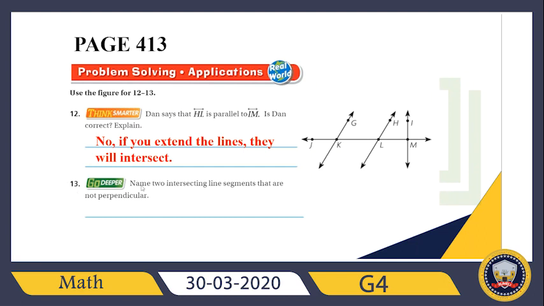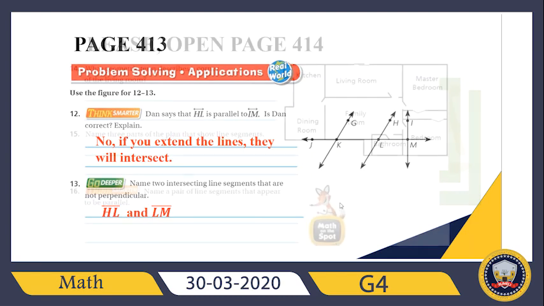It says name two intersecting line segments that are not perpendicular. So if you want, you can say line segment HL, which is here, and line segment LM. So I know they are not perpendicular, right? HL and LM. They are not perpendicular. So I can write line segment HL and line segment LM. They are not perpendicular.